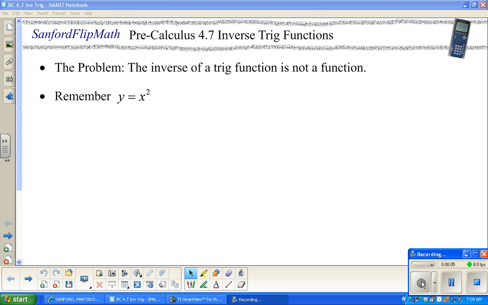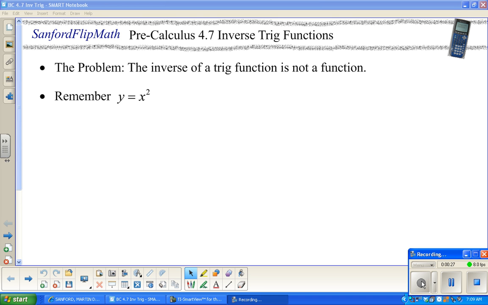We are working through the Demana, Waits, Foley, Kennedy book, 4th or 5th edition, depending on which book you have, because we have a couple different editions floating around here. We are just about wrapping up the trig graphing section, chapter 4. And today, this video is about inverse trig functions.